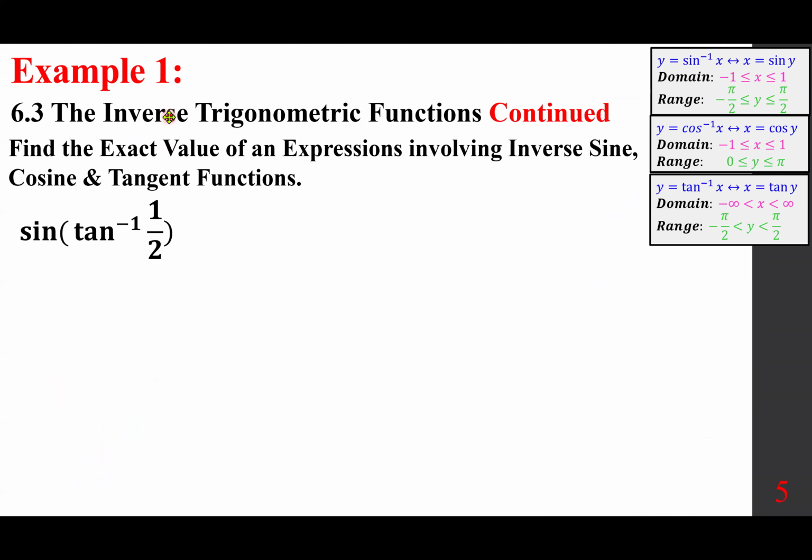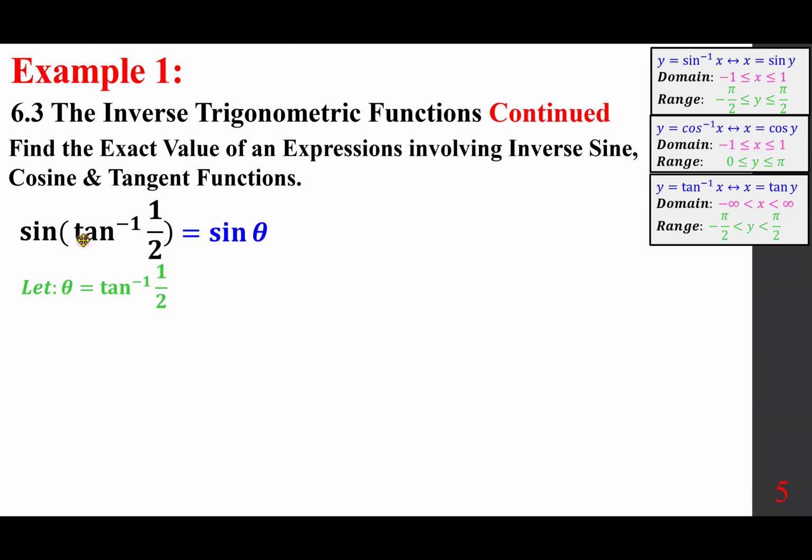All right. The inverse trigonometric functions, we are going to continue with the thoughts. Example 1, find the exact value of an expression involving inverse sine, cosine, and tangent functions. Here's the example, sine of tan inverse of 1/2. And again, reminding you of what we have seen already. So remember, tan inverse is the arc or the angle. So if theta represents that, we are looking for sine theta.